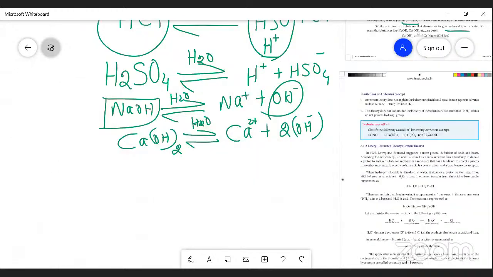The first limitation is that it does not explain the behavior of acids and bases in non-aqueous solvents. What is a non-aqueous solvent? A solvent other than water is called a non-aqueous solvent. The definition given by Arrhenius for an acid is any substance which releases H plus in water. It does not explain the non-aqueous solvent. If the solvent is not water at all, how can you decide whether it is an acid or base? We cannot decide. Based on Arrhenius, there is a limitation.